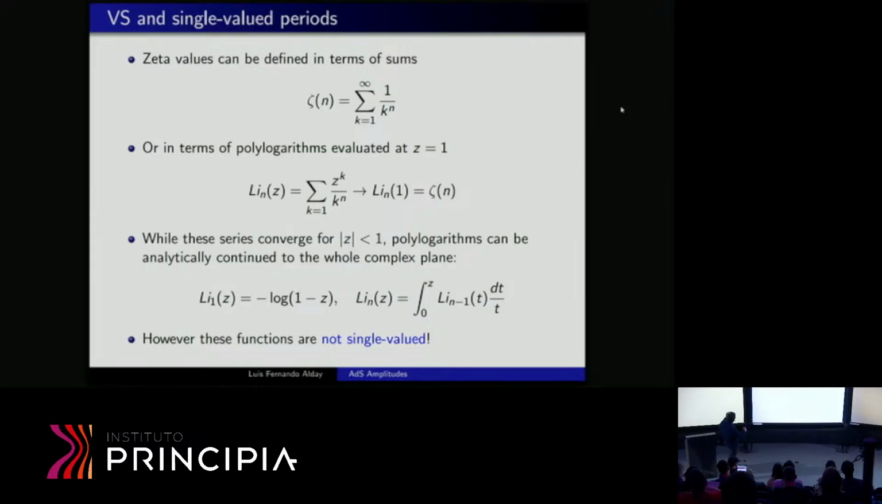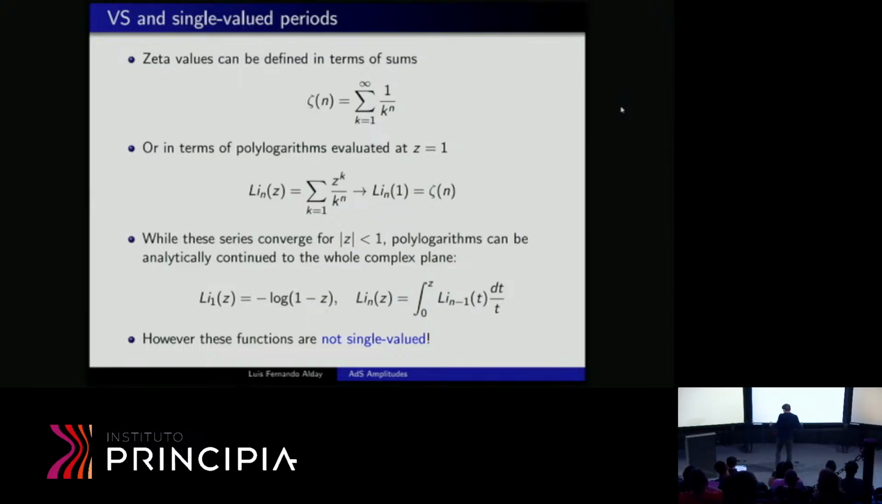Now, while this series converges inside the unit disk, we know that polylogarithms can be analytically continued to the whole complex plane. And as physicists, we do that all the time. And for instance, Li1, if you plug in z here, is just minus log(1 minus z). And you can recursively define Ln by these iterated integrals here.